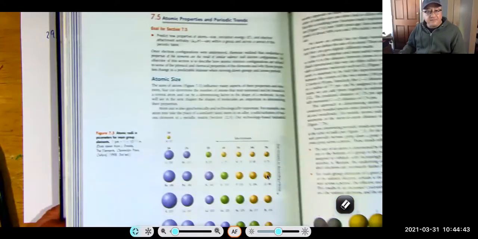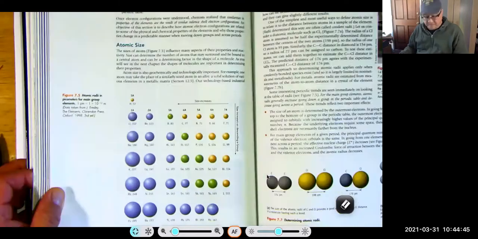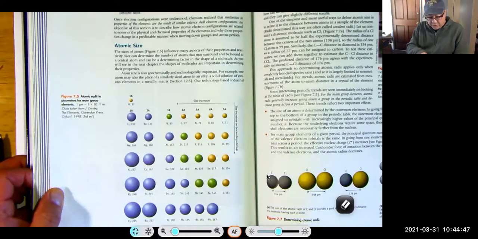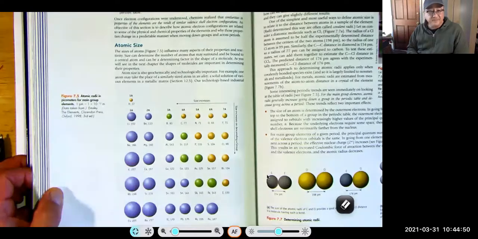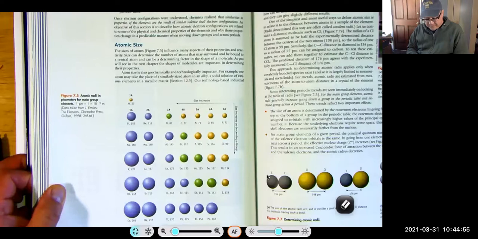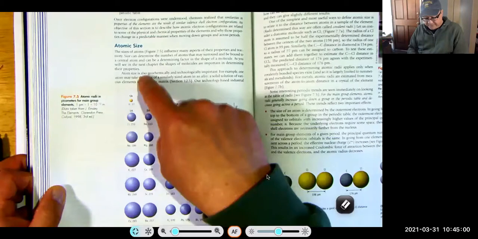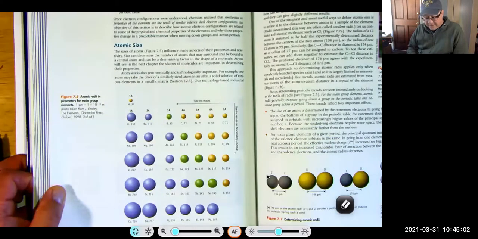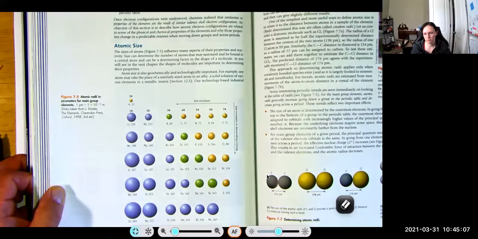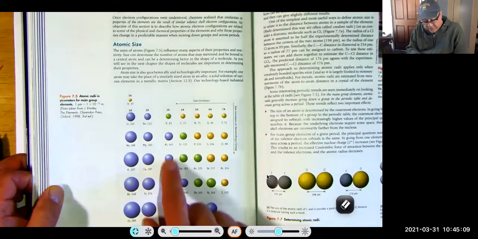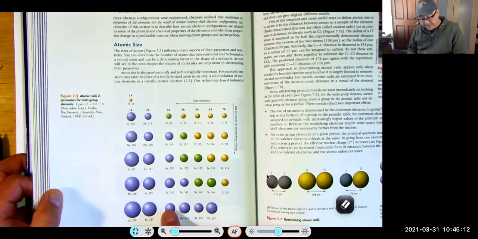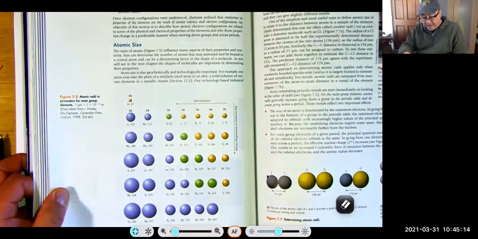So here they are. How does it look for group 1A? Yeah, they definitely get bigger as you go down. How about for group 2A? The same. They definitely get bigger. How about 3A? Yeah. One glitch right here, 143 and 122. But for the most part, do they get bigger? Yeah. How about group 4A?